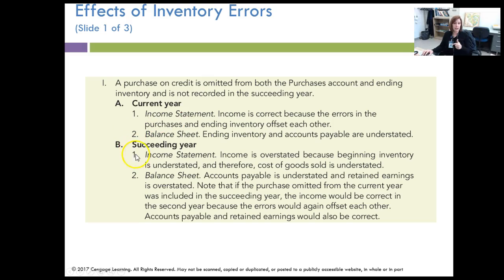Then in the succeeding year, and this is if we don't catch the error, the income will be overstated because beginning inventory is understated and therefore cost of goods sold is understated. Well, you can read the rest.